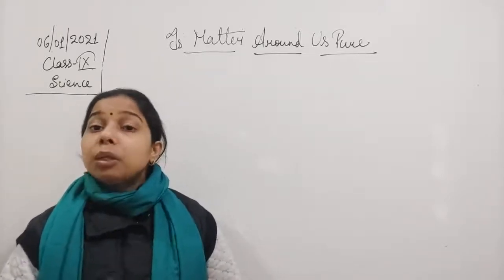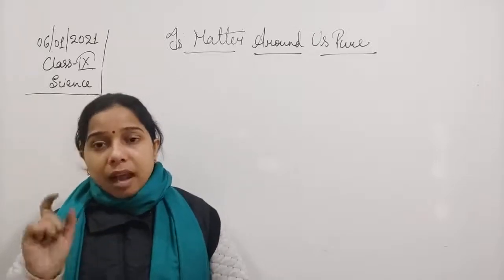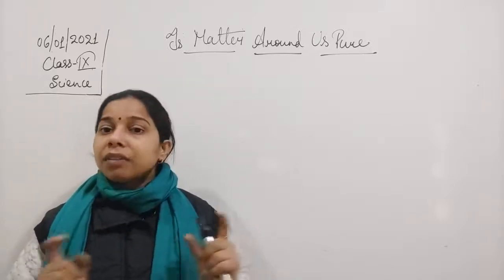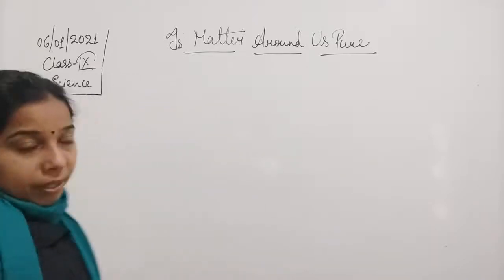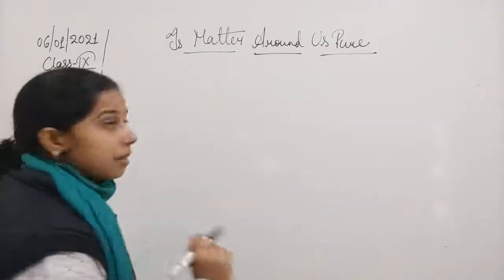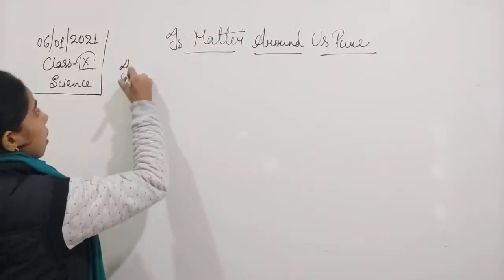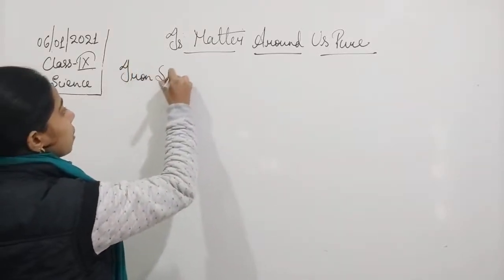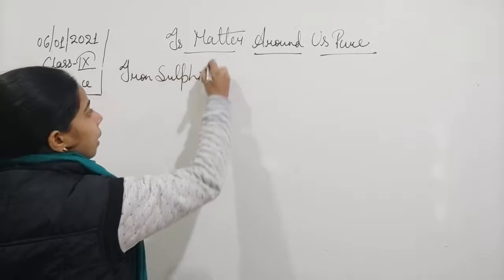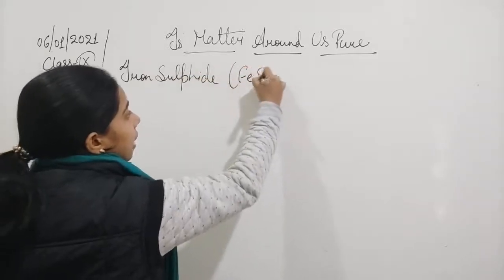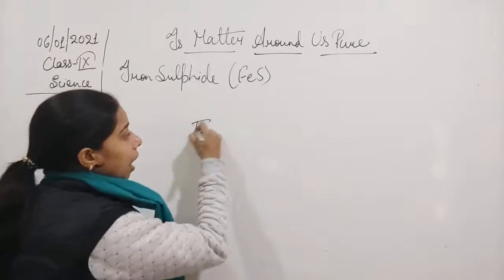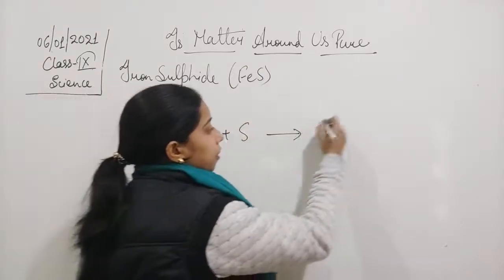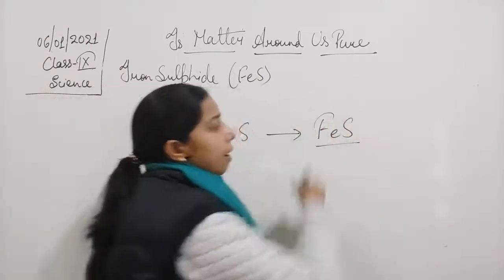When you heat it, the iron filings react with the sulfur powder, and there is a formation of a black substance known as iron sulfide, which is represented by FeS. So we can say that by reacting iron with sulfur, there is a formation of FeS.